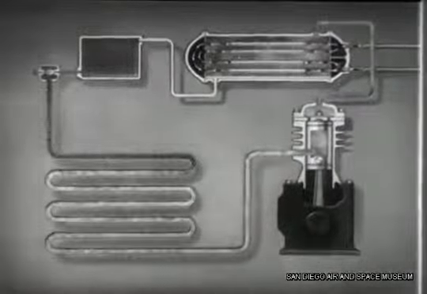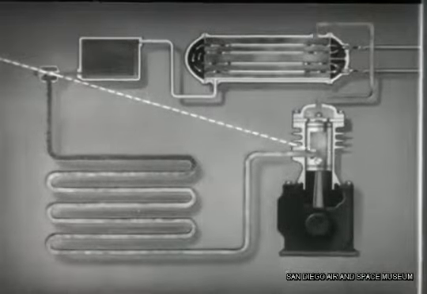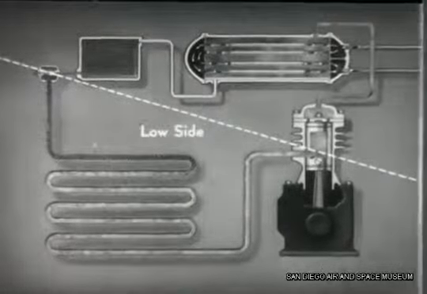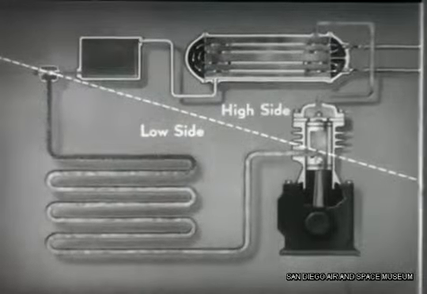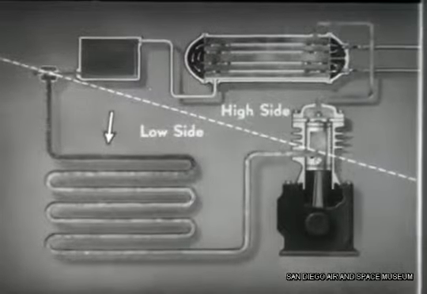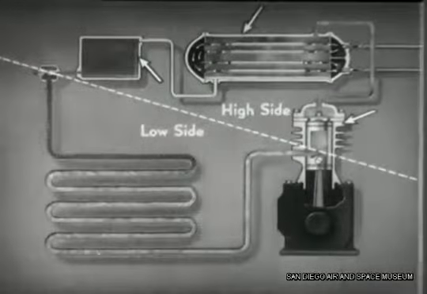We can readily see that part of the system works under low pressure and part of it under high pressure. We can call these parts the low side and the high side. The thermal expansion valve and the evaporator are on the low side, while the compressor, condenser, and receiver are on the high side.